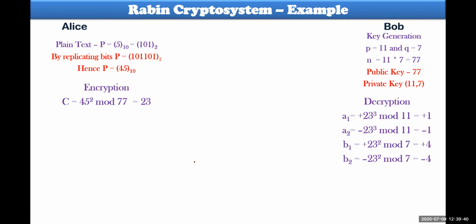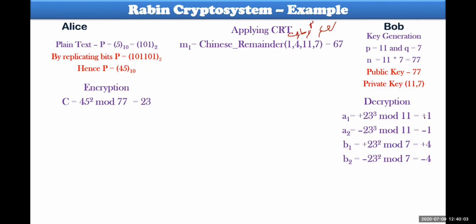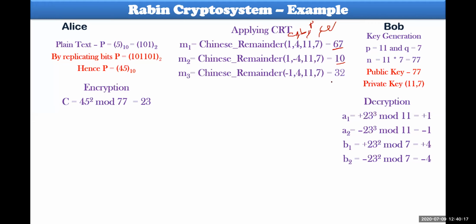Then, after taking this, he operated with the Chinese remainder theorem. He took 1, 4, 11, 7. 11 is P and this is Q. This will be B1 and this one will be A1. A1 is positive 1, B1 is positive 4, and he got this particular value. If you run this operation, you may get 67 as the answer. Like this, you may get 10 as the next one, 32 as the next one, and 45 as the last one.